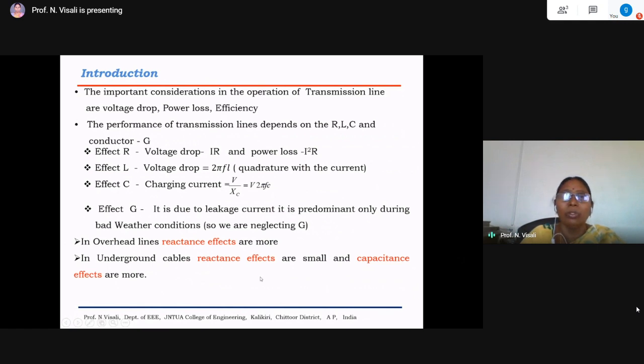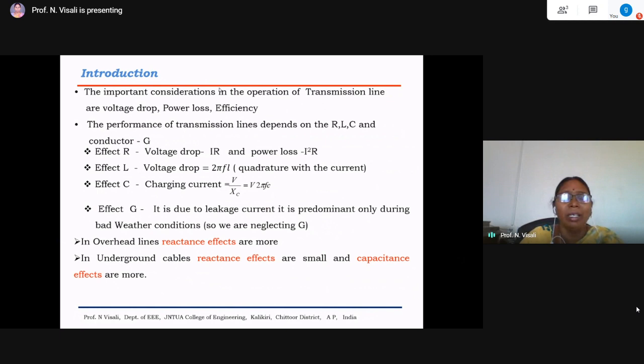Introduction. The important considerations in the operation of a transmission line are voltage drop, power loss, and efficiency. The main important thing, the performance of the transmission line, is obtained only by calculating the voltage drop, power loss, and efficiency. The voltage drop is nothing but regulation, the power loss is nothing but I squared R loss, and the efficiency is nothing but output by input. So if you calculate these three values, we can easily identify the performance of the system.